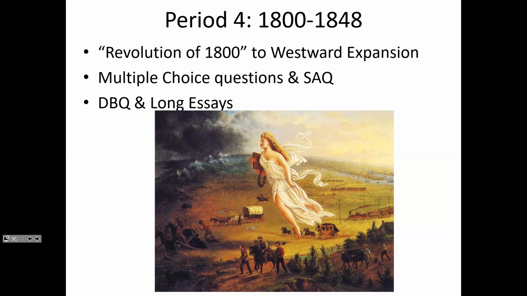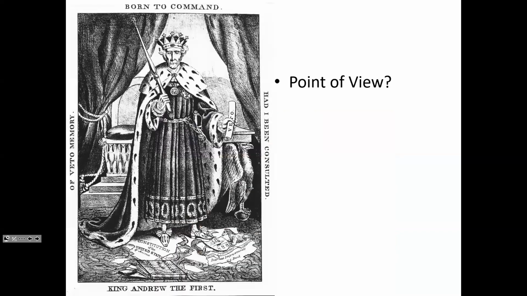So this is period 4, 1800 to 1848. Our revolution of 1800, our first peaceful transfer of power from the Federalist Party, John Adams, to the Democratic Republic, Thomas Jefferson. This includes westward expansion and manifest destiny, which is why I gave you that sample essay question. And again, we're in DDQ territory, so you could see any question on the APUSH exam covering this material, but you're lucky in that it's a short unit, at least 48 years.